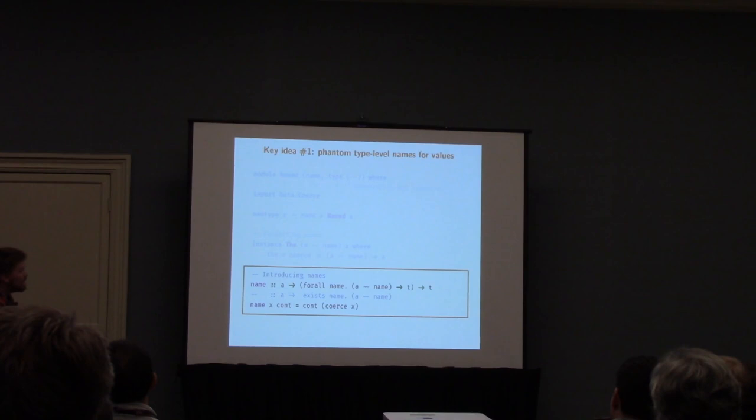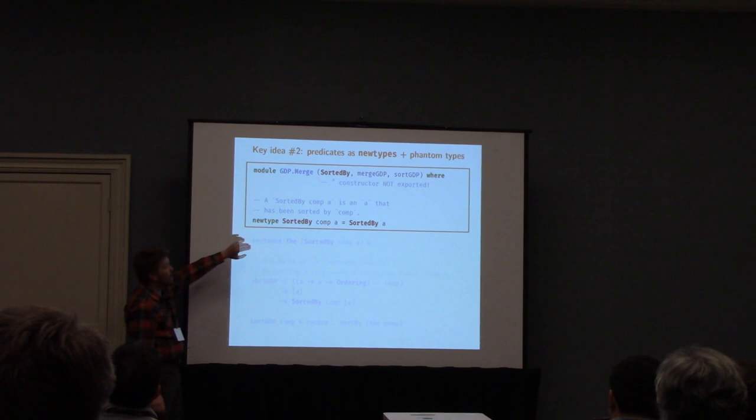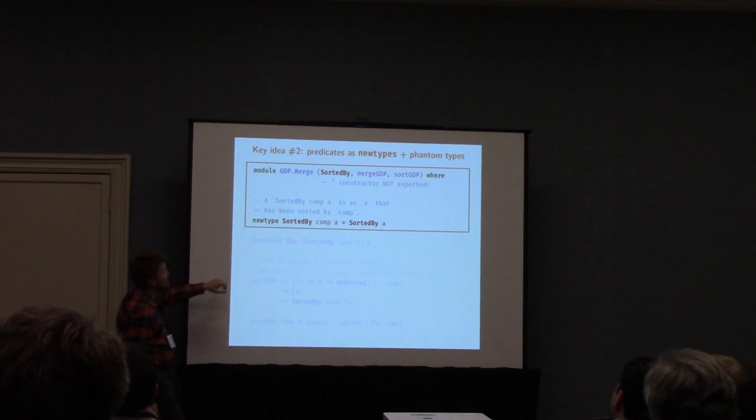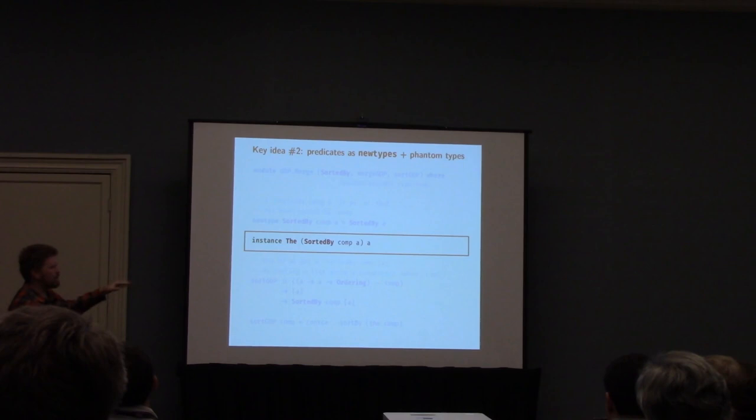So the second idea is to use predicates. Again, our newtype wrappers, so there's no cost at runtime, with phantom type parameters. But those phantom type parameters can refer to these names. So suddenly we have predicates that can refer to values. So here's one for the library that we discussed. Sorted by comp A is an A that's been sorted by the comparator that has the name comp. And again, we can strip that off for free.